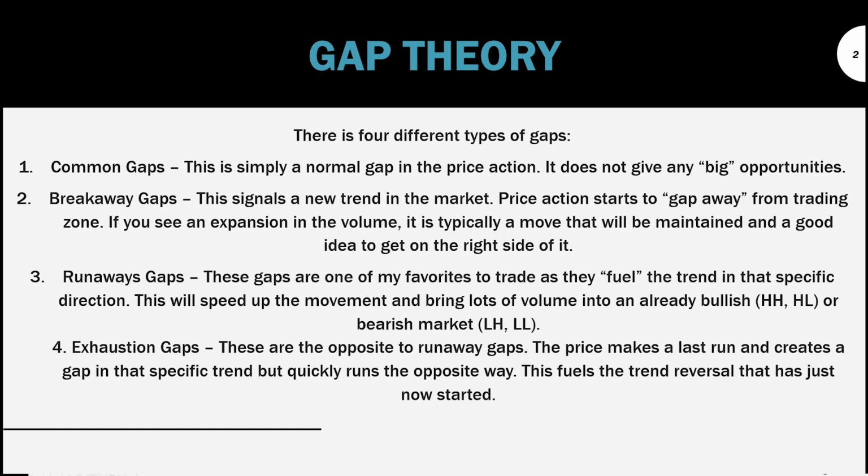Now, gap theory, there's four different types of gaps. So there's your common gaps, so you can call them your normal gaps, whatever you want to really call them, it doesn't matter. But the first one is that, and it's just simply a gap, okay? So a normal gap that you see in the price action, a very small one, and it doesn't really do anything big with the price action. You can still capitalize on it, and we will talk about these small gaps and how you can actually make money on those gaps, of course.